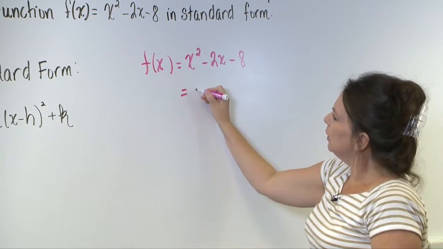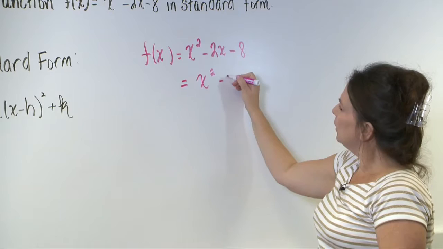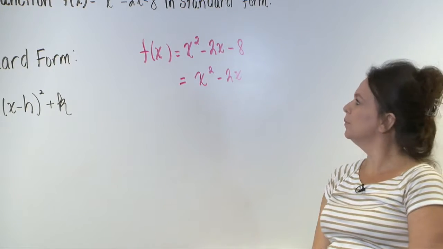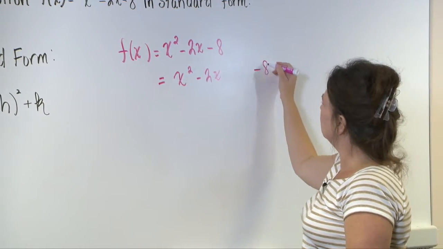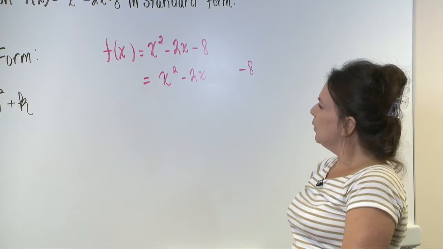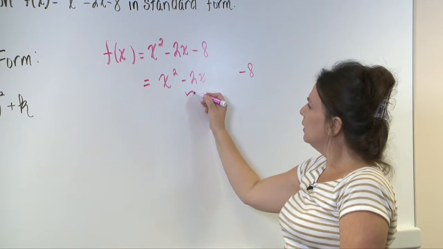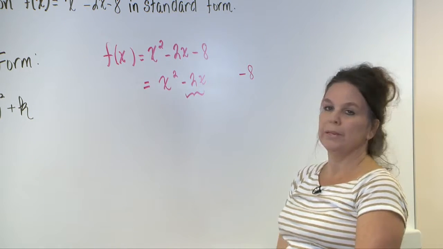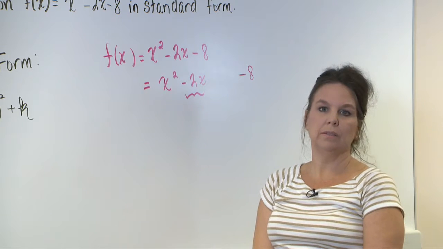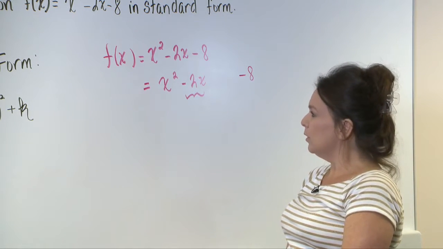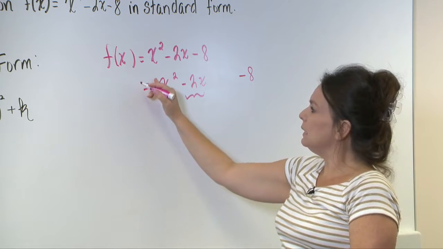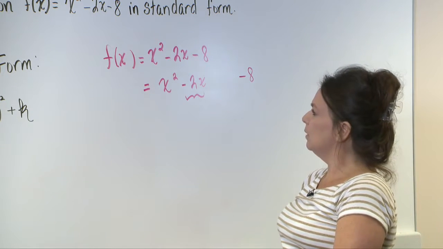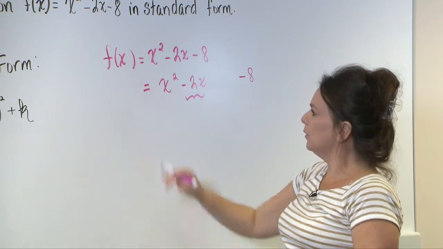So what I'm going to do is write down the first two terms, x squared minus 2x, and I'm going to deliberately leave some space here. And I'm going to put my minus 8 out here a little bit. Now what I want to do is look at the linear term, and we have a 2 here. So I'm going to be completing the square using that linear term. Before I do it, I need to make sure that the leading coefficient is 1. And in this problem, the leading coefficient is 1. That's the number in front of the x squared.